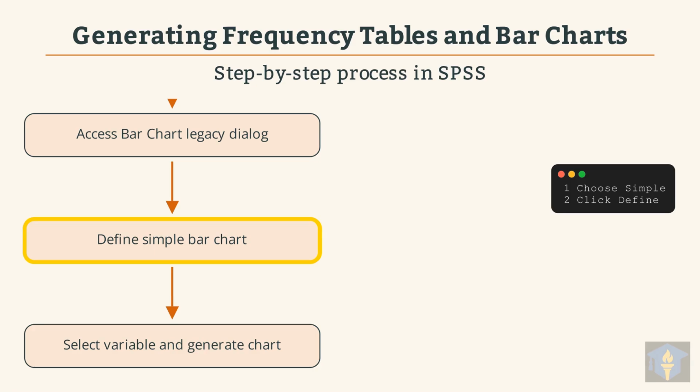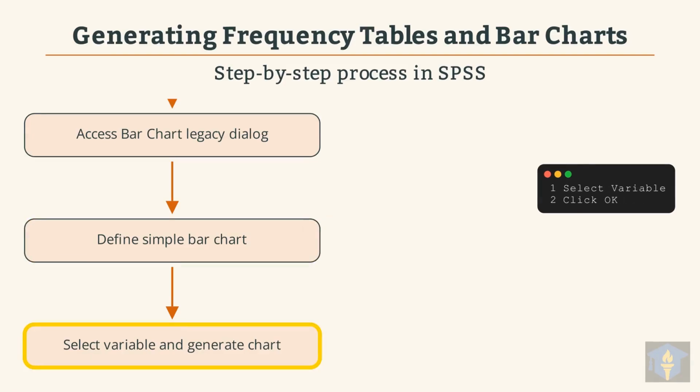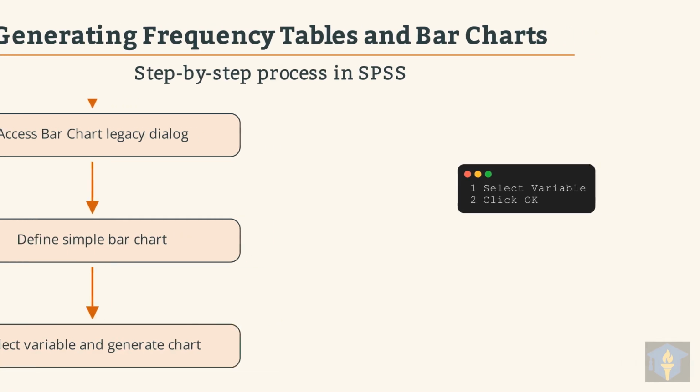You will choose the simple bar chart type, and then click on the Define button. Finally, select the specific variable you want to visualize, and then generate the chart. Choose your desired variable for the chart, then click OK to display your completed bar chart.